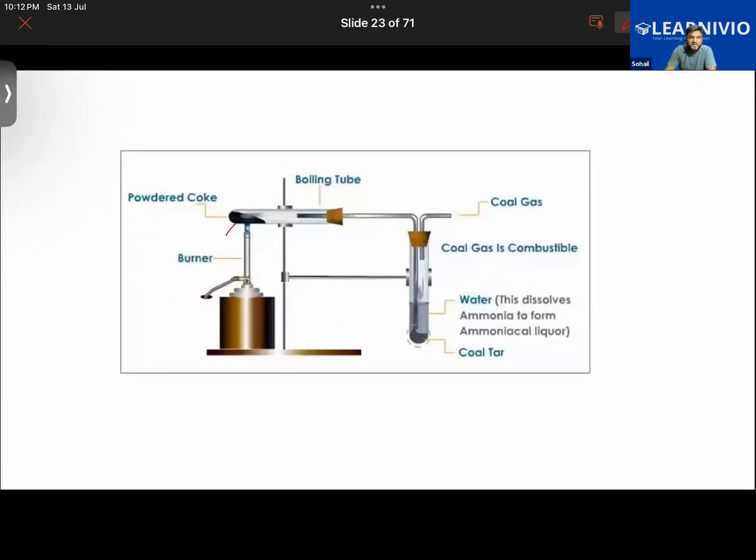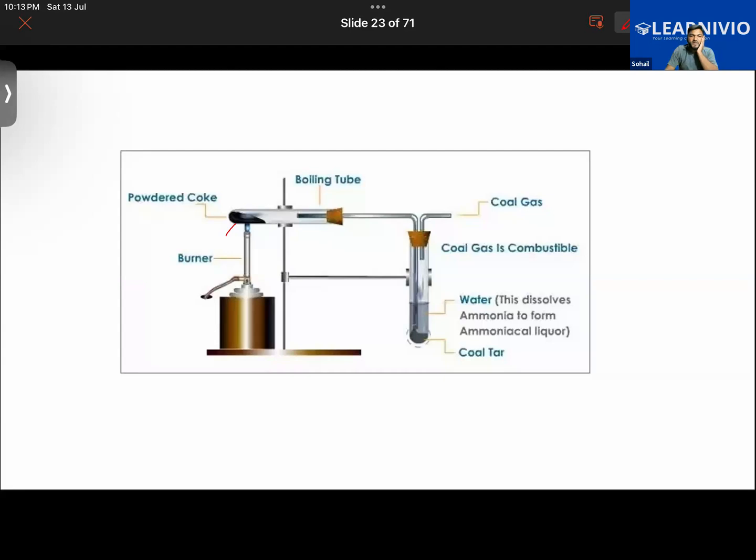Take help of this diagram, and Aisha, you start. Define destructive distillation of coal. The process of heating coal in the absence of air to obtain useful products is called destructive distillation of coal.